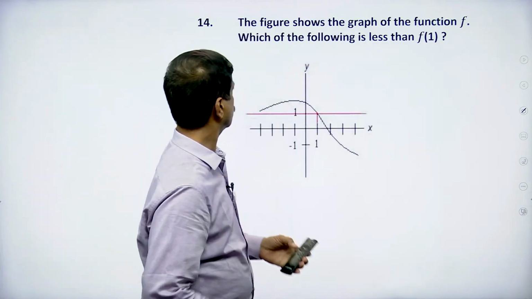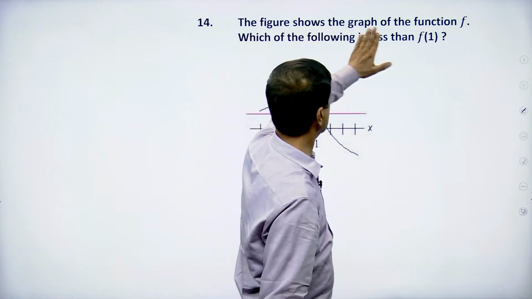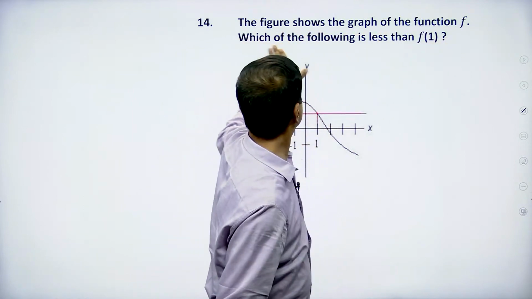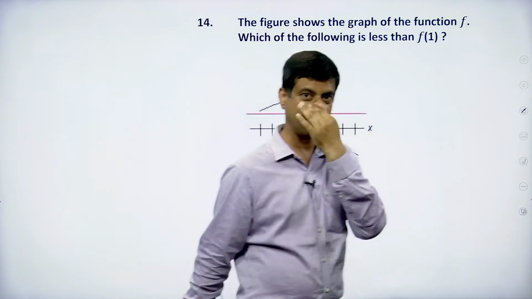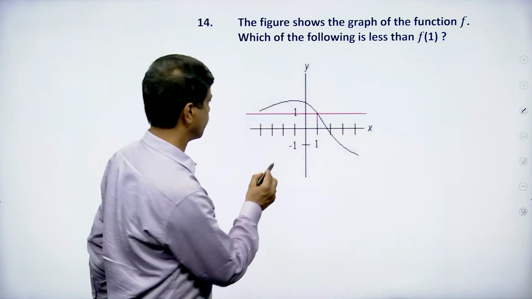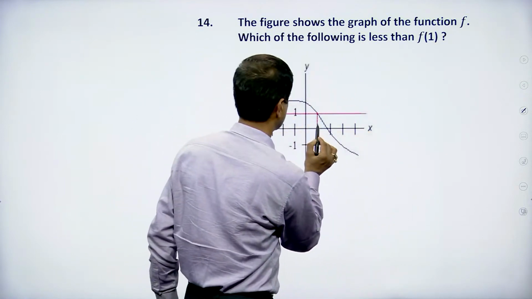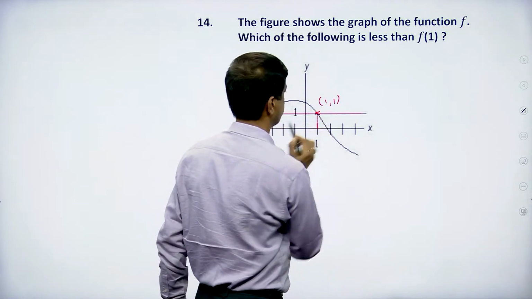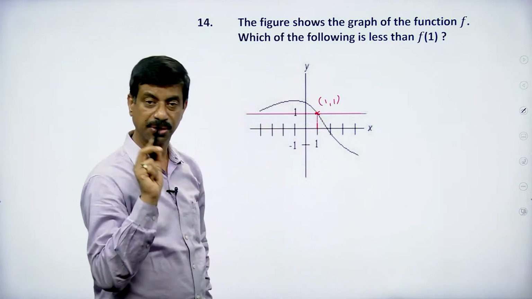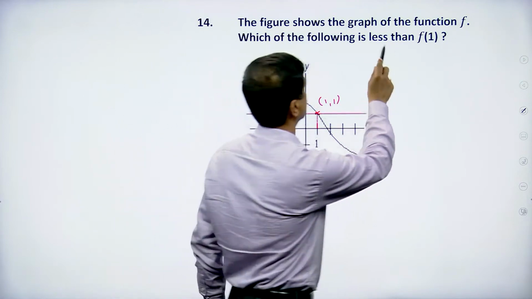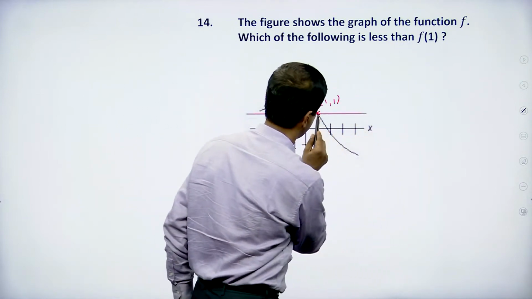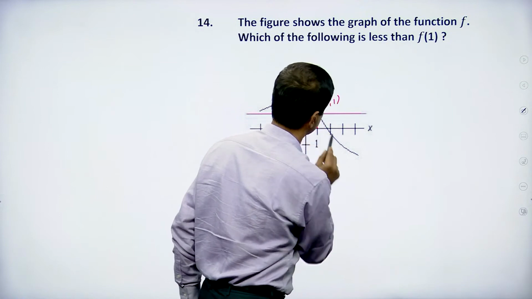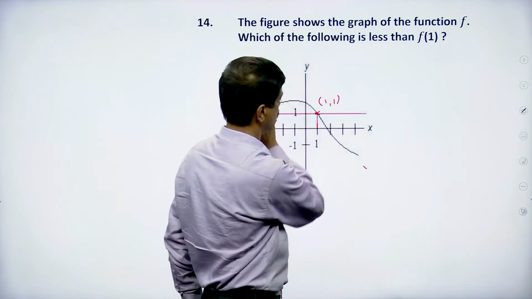Yes, children, let us go to the next question. The figure shows the graph of a function f. Which of the following is less than f of 1? So, f of 1 is this, children. X is 1, y is also 1. It is (1, 1). f of 1 is equal to 1. So, less than f of 1 means lesser than 1. All these values are lesser than 1 only.